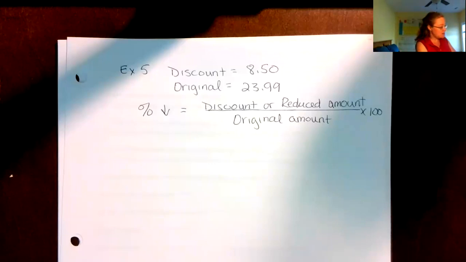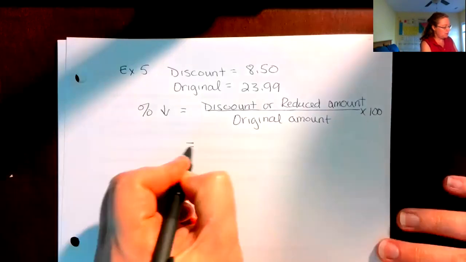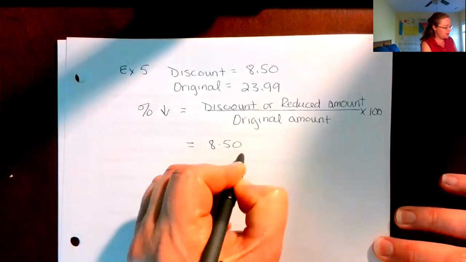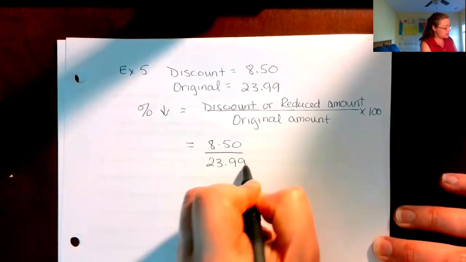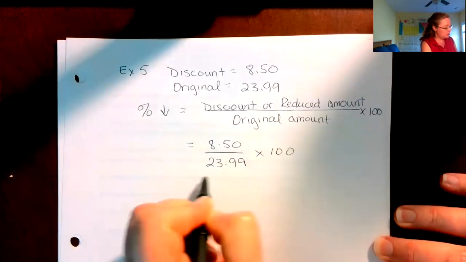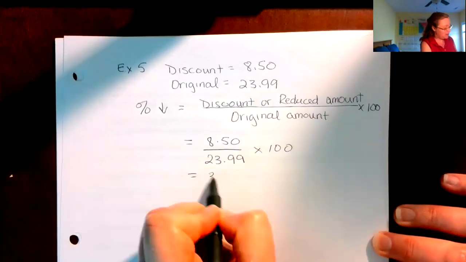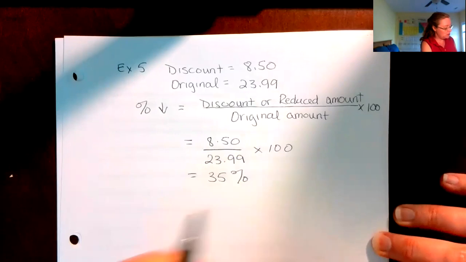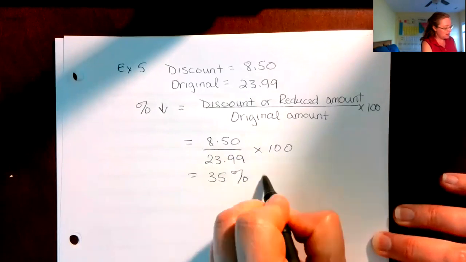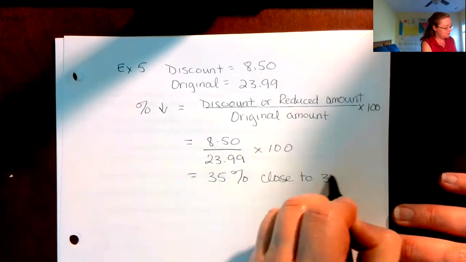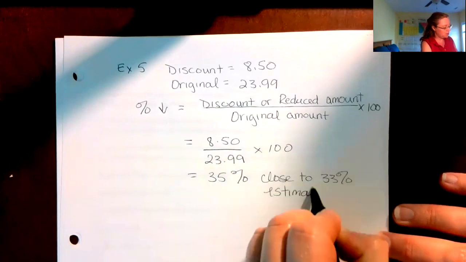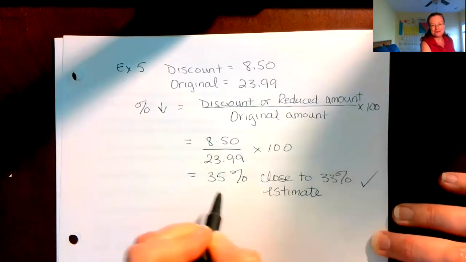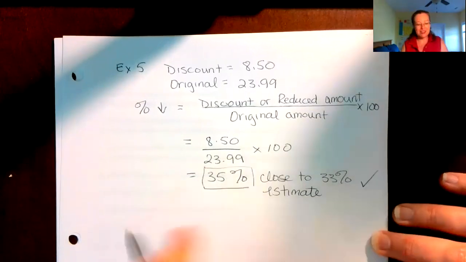In this case, we're going to take 8.50 and divide it by 23.99 and multiply by 100. And my calculator says that comes out to be 35%. And that's pretty doggone close to the 33% that we estimated. So I'm liking that 35% value. Let's take a look at the next problem.